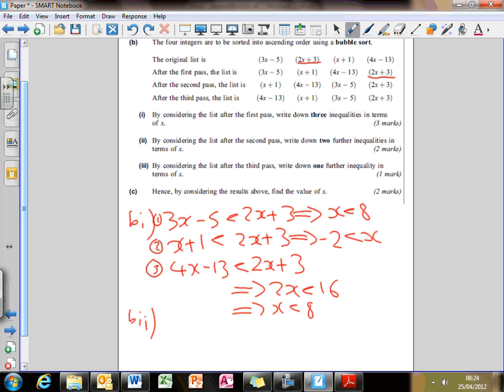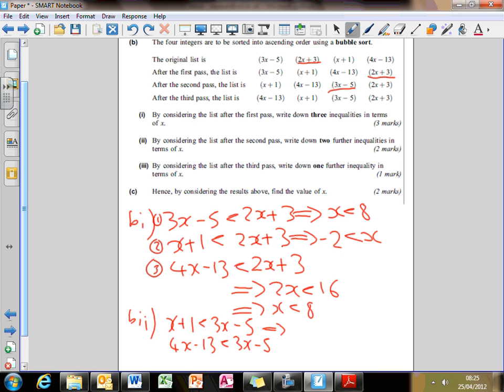So now, the next biggest number is 3x minus 5. So we know that x plus 1 is less than 3x minus 5. And we also know 4x minus 13 is less than 3x minus 5. Again, I've earned 2 marks, but again, got an eye on the future here. I'm going to simplify these.